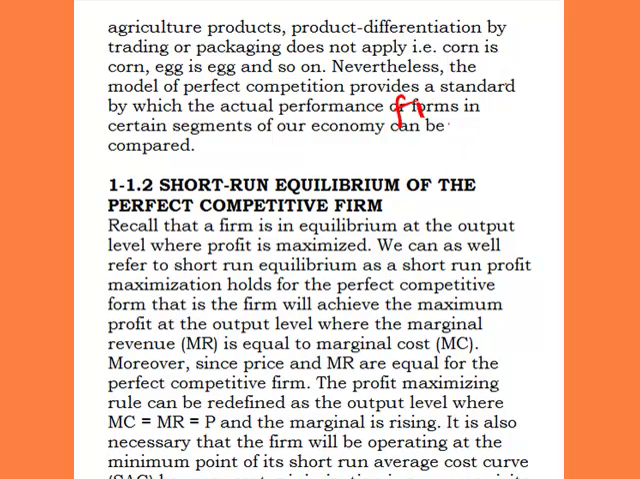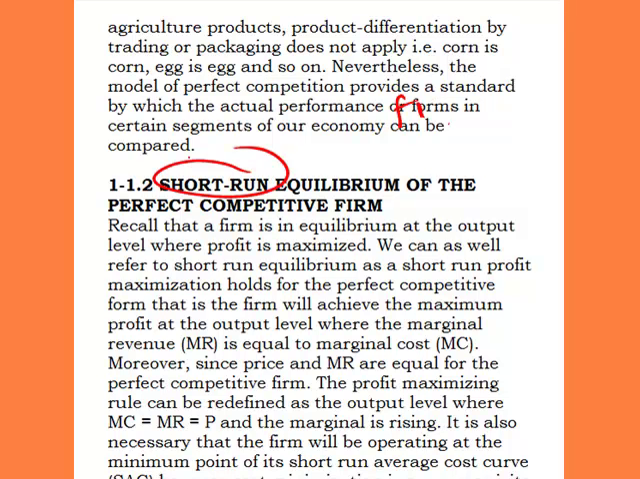Now, let's look into the short-run equilibrium of a perfectly competitive firm. I think I've explained what the short run is. Short run is a period of time in which at least one of the factors of production remains fixed, while others can be variable. At least one should remain fixed. That's a short-run period.